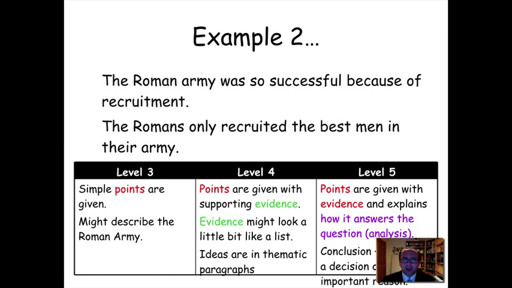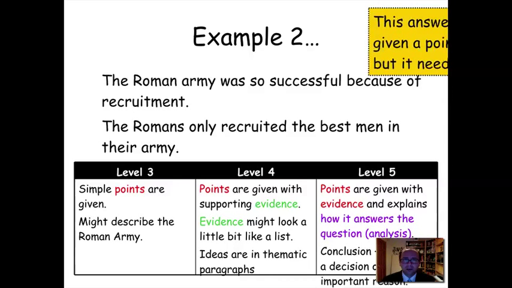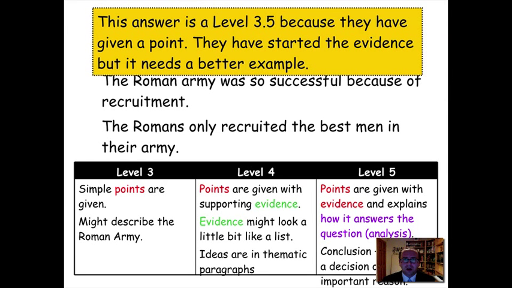Now, that leaves the dilemma of have they done genuinely enough to achieve a level 4, or have they achieved a level 3? And in this case, we would award this a 3.5. They provide the point, but the evidence, I think, simply isn't good enough. It could have been backed up by an example, it could have been backed up by a quote.